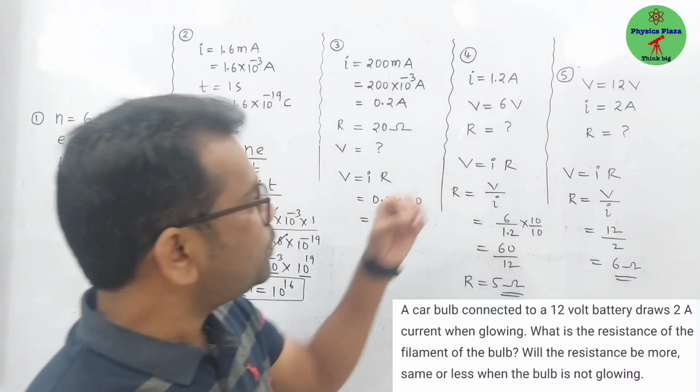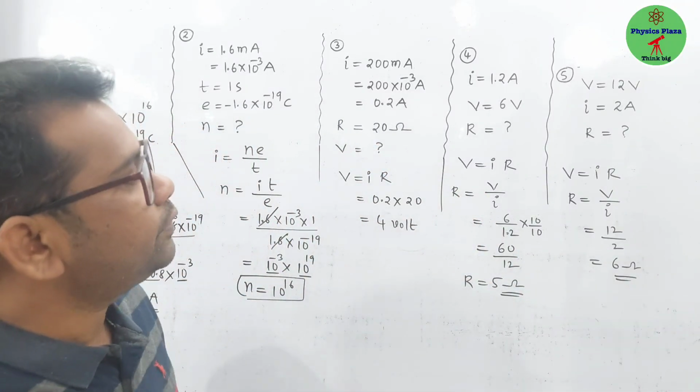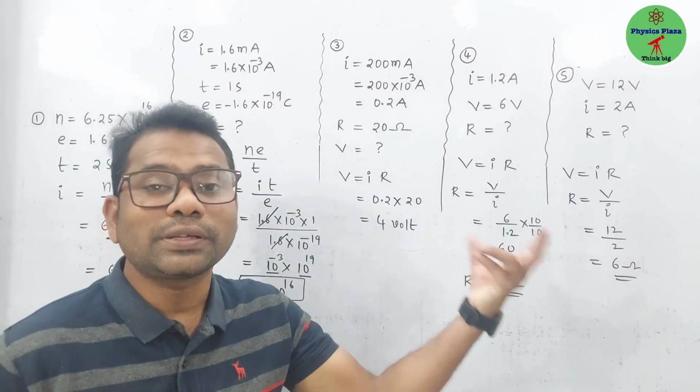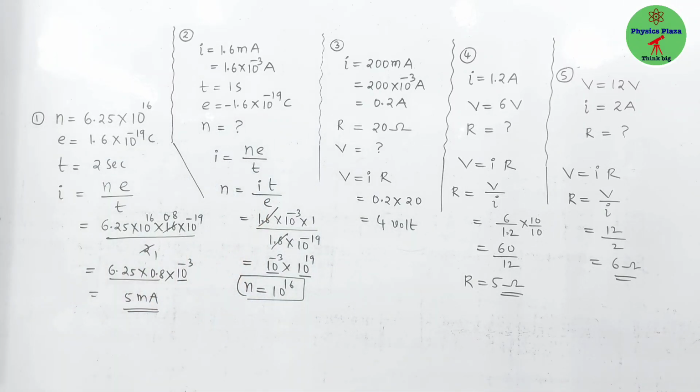Is it clear? Just copy these 5 numericals, then we will follow the 6th. Of course, we will be doing the 6th numerical. Just copy it. Hope it is done.